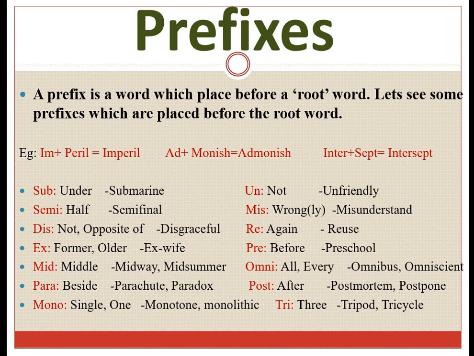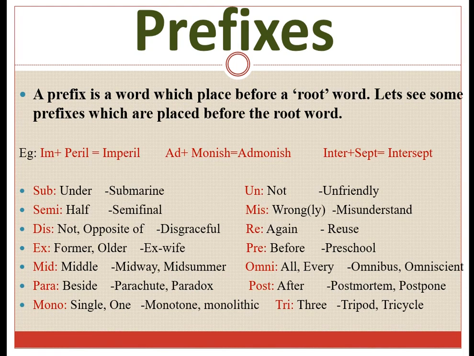Then the next example is post. The meaning for post is after. The example for this one is postmortem or postpone. Okay, then the next example is tri. The meaning for tri is three, and the example for this tri prefix is tripod or tricycle. Then you have mono, which means single or one. So the example for prefix mono is monotone or monolithic.